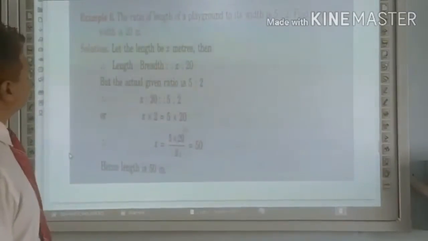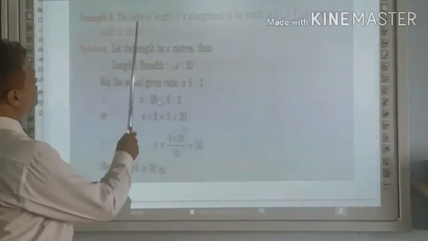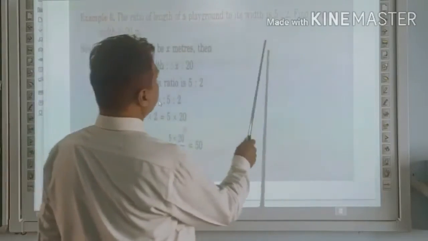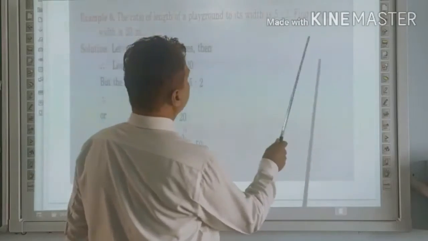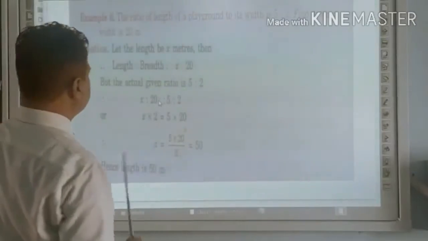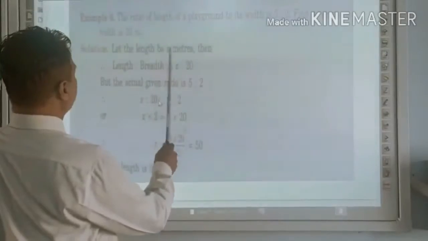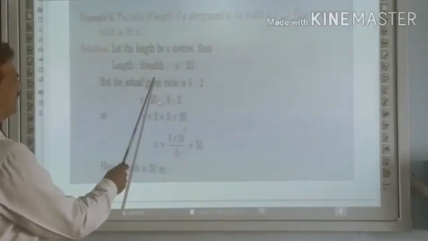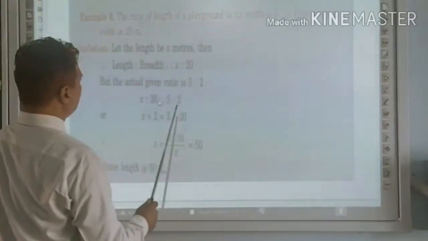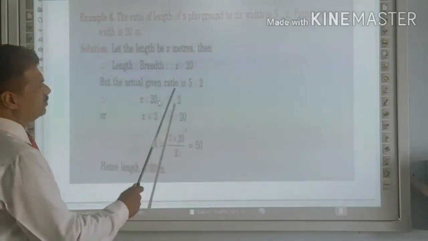Students, this is the last question. The last question is: the ratio of the length of a playground to its width is 5:2. Find its length if the width is 20 centimeter. Let the length be x meter. Length and breadth ratio is equal to x ratio 20. Length and breadth ratio is 5:2. So x ratio 20 is equal to 5:2.